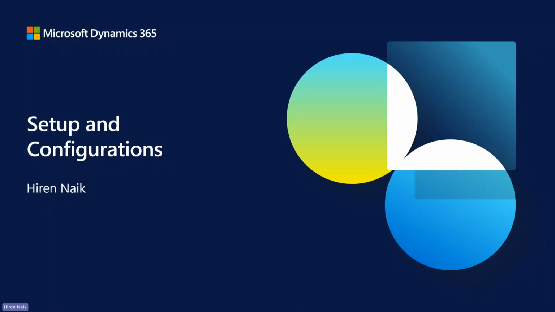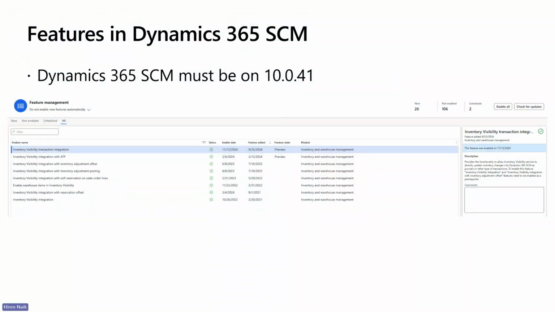Now, let's look at all the setups and configuration you need in order for this functionality to work end to end. First, we will review all the configurations in Dynamics 365 SCM, and then we'll switch to inventory visibility service and all the setups which you need to do as part of the IVS. So in Dynamics 365 SCM, the very first thing you need to do is make sure that your environment is on 10.0.41. That is the version where this particular feature has been GA'd.